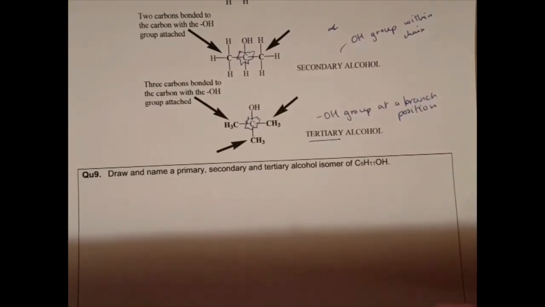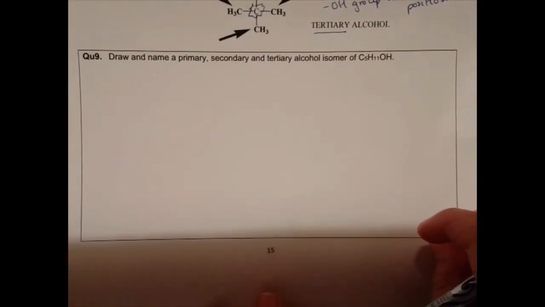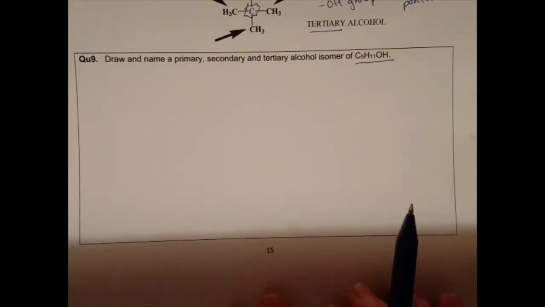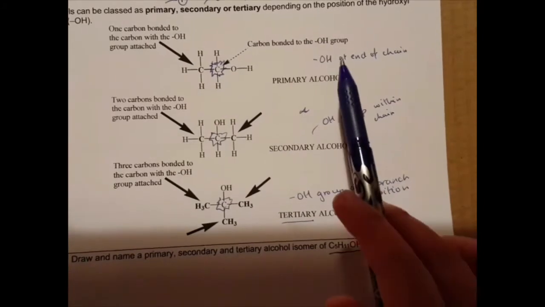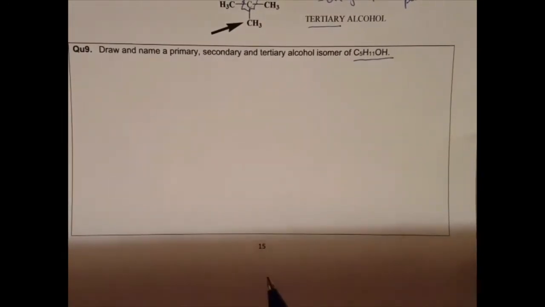Okay, so now we've got to draw and name a primary, secondary and tertiary isomer of the alcohol with molecular formula C5H11OH. A little hint for this would be to think about what we've just said here, to think about the position of the hydroxyl group in the chain and where that should be for primary, secondary and tertiary. So what I'd like you to do is pause the video just now and see whether you can do this question yourselves, and then I'll pop the answer up once you've tried that.